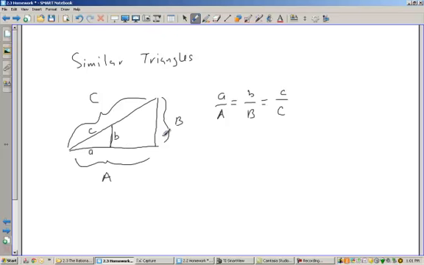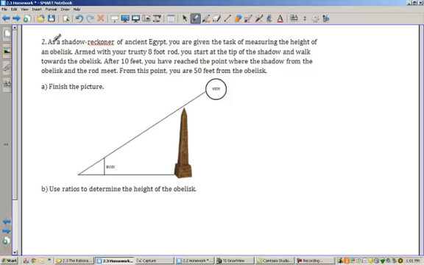And so what you can do with this idea is that you can actually estimate the height of objects by using triangles. Basically, you have a big triangle, and you can use it if you know the height of a smaller triangle. So as an example, let's go back to part 1 here, to the second page, number 2. It says, as a shadow reckoner of ancient Egypt, you are given the task of measuring the height of an obelisk. Armed with your trusty 8-foot rod, you start at the tip of the shadow and walk towards the obelisk. After 10 feet, you have reached the point where the shadow from the obelisk and the rod meet. From this point, you are 50 feet from the obelisk.